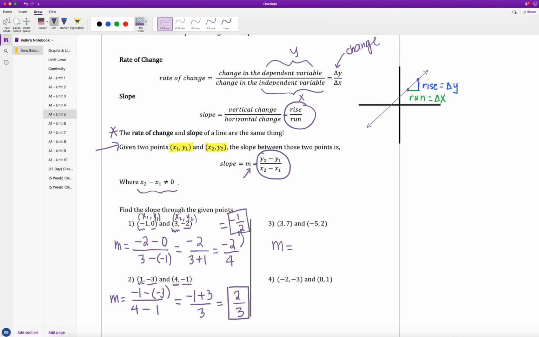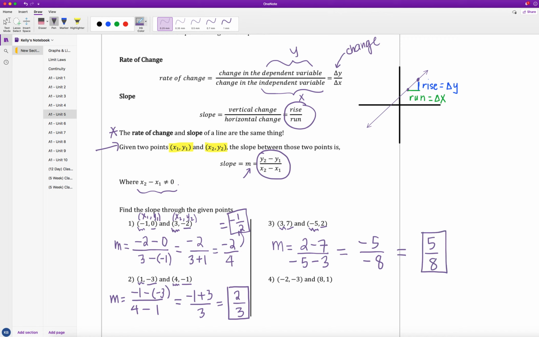So I need y2 minus y1, so I'll have 2 minus 7 over x2 minus x1, which will be negative 5 minus 3. I can simplify that down. We get 2 minus 7 will give us negative 5 over negative 5 minus 3 would give us a negative 8. Although I can't reduce 5 over 8, a negative divided by a negative will give me an overall positive number. So my final answer then will be positive 5 over 8.